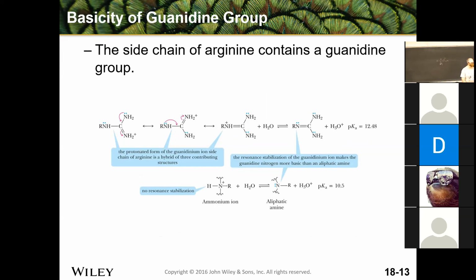Right, the side chain of arginine contains a guanidine group. And this is what I was talking about earlier. Okay, this is resonance stabilized when we protonate it, and then the plus charge is spread among all three groups.